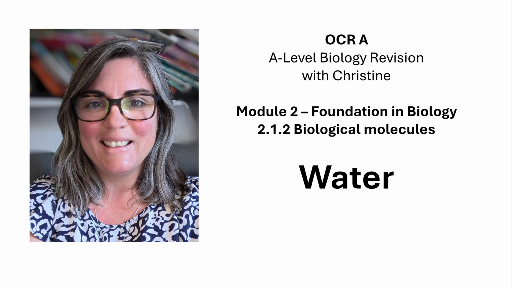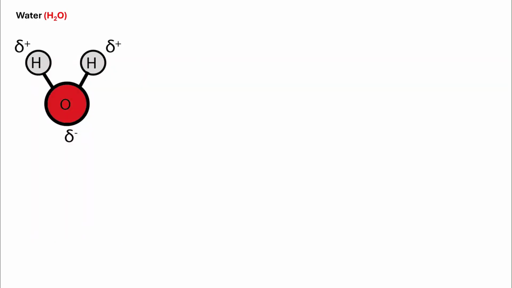So in today's lesson, I'm going to look at water, which is part of your biological molecules topic in Module 2. Water is made up of 2 hydrogen atoms and 1 oxygen atom. That's why it's called H2O. Now I'm going to take you back to your GCSE knowledge and talk about the types of bonds that are holding these 3 atoms together.